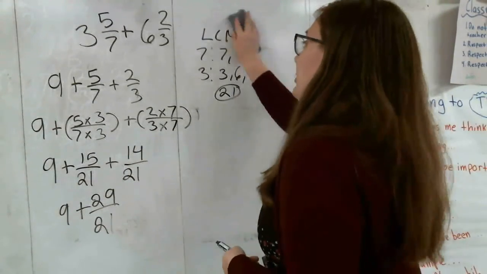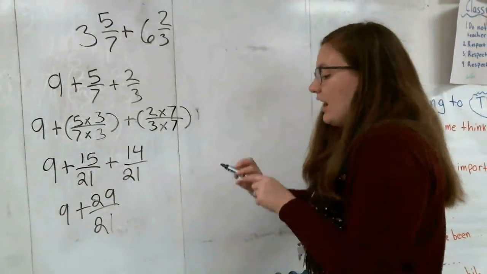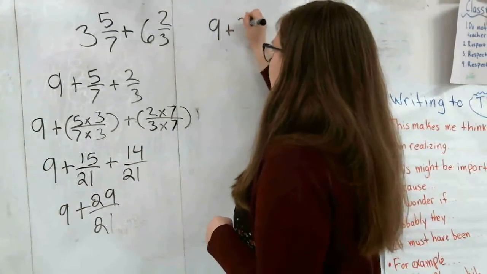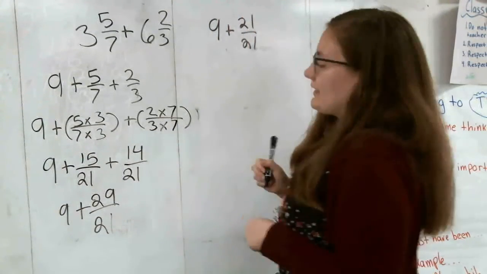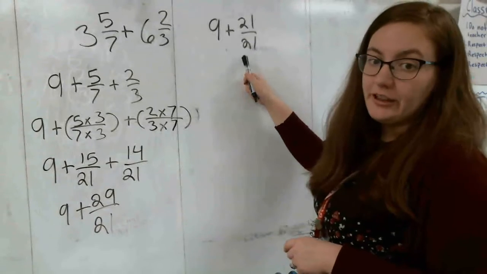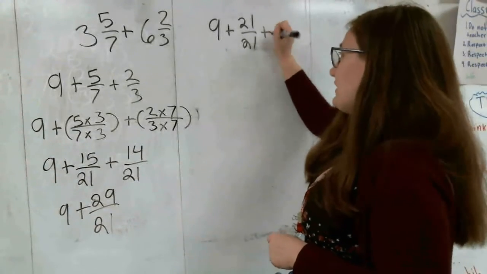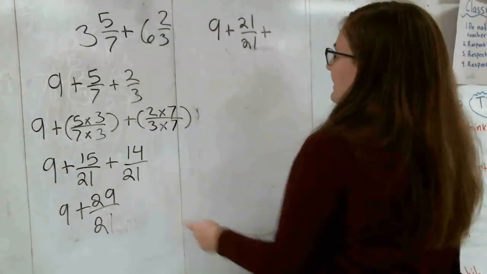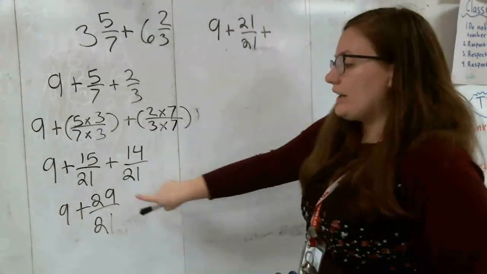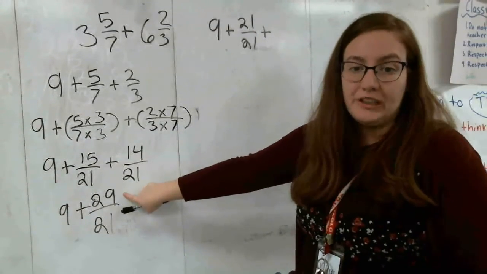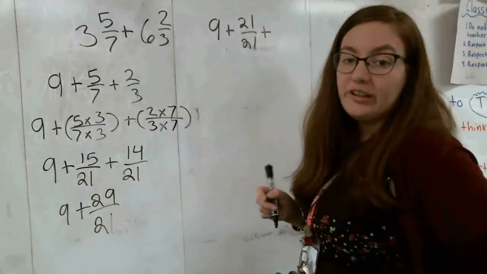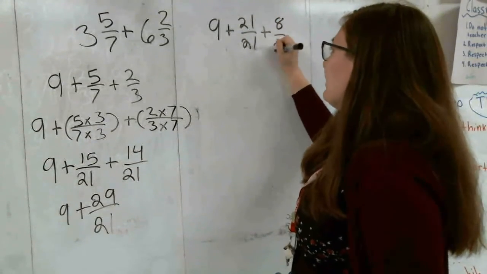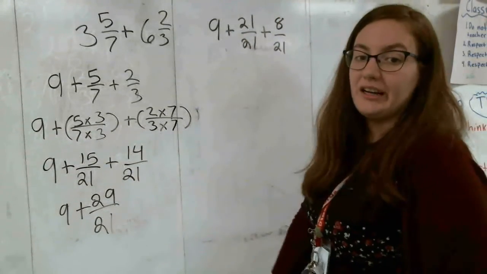So I'm going to change that. So I'm going to rewrite 9 plus 21 21sts. Because remember, I want to create that whole number, so it's just like way back in lesson 1. And then I need to think about, well, 21 plus what will give me 29? Or 29 minus 21 will give me what answer? So if I have 8 up here, 21 plus 8 will give me 29.